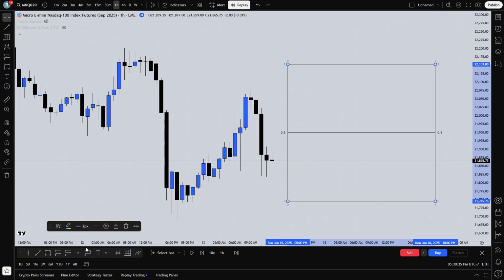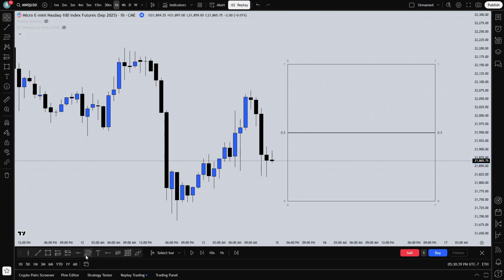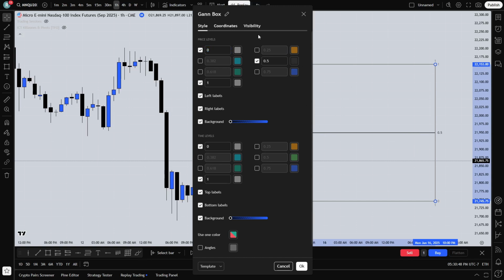All it is, you could use the Fibonacci again. However, I do like to have my Fibonacci set to the OTE, and then my Gann box just says 0.5, which is my equilibrium. So I'm going to go ahead and go to my settings, and all I have for my style is just the 0, 1, and the 0.5. Background is off because I don't like the background.